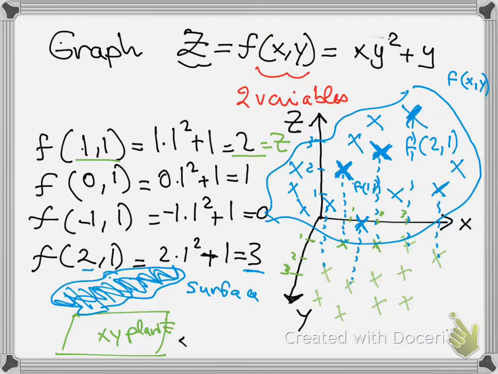In case of two variables, it means you have the whole xy plane, so you have all these points here. And the image is going to be a surface, so it's going to be a two-dimensional space. So this is the image here.